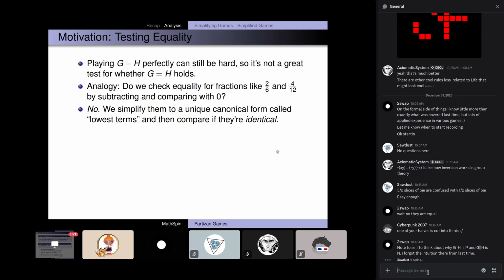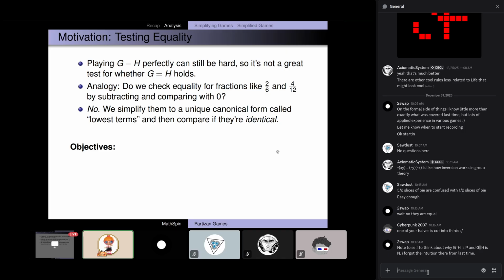And so if we could do some sort of simplification operations to games in a way that preserves equality, then maybe we can't get to a perfect lowest terms, like a single canonical form, but maybe we could at least get close. Maybe it's almost unique, and there's not too much variation in very simple ways of writing a game. And then it might be easier to check if they're equal by saying, okay, if they look almost the same in their simplified forms, then they're equal, or something like that. That would be a nice theorem to have.